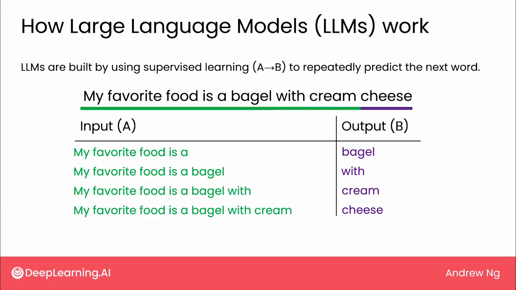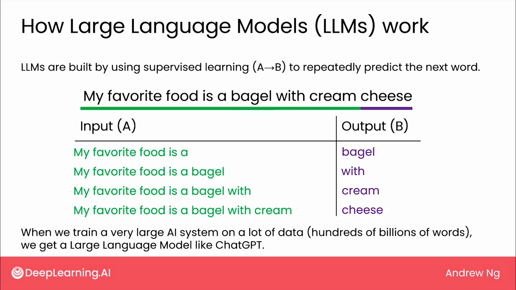So this one sentence is turned into multiple inputs A and outputs B for it to try to learn from, where the LLM is learning, given a few words, to predict what is the next word that comes out there. When you train a very large AI system on a lot of data, for LLMs means hundreds of billions of words, and in some cases, more than 1 trillion words, then you get a large language model like ChatGPT that, given a prompt, is very good at generating some additional words in response to that prompt.